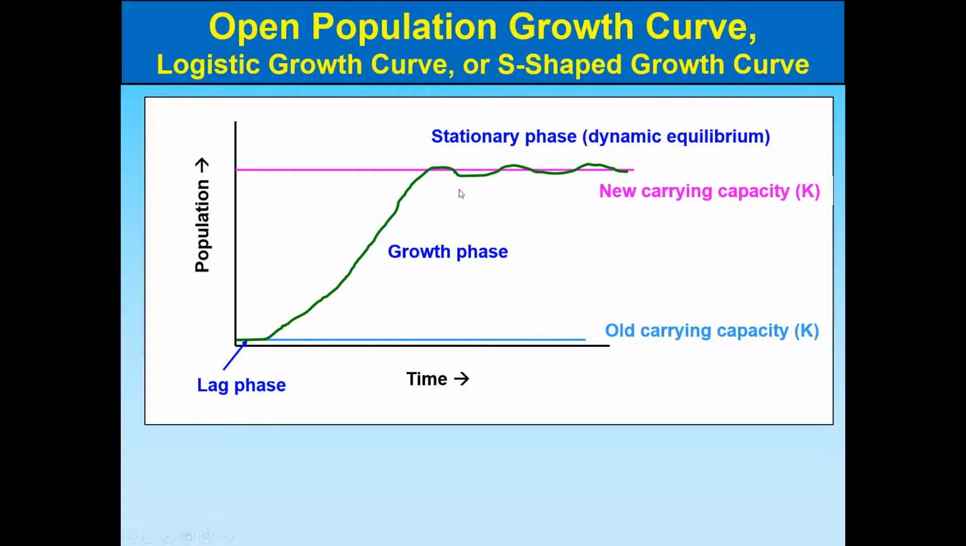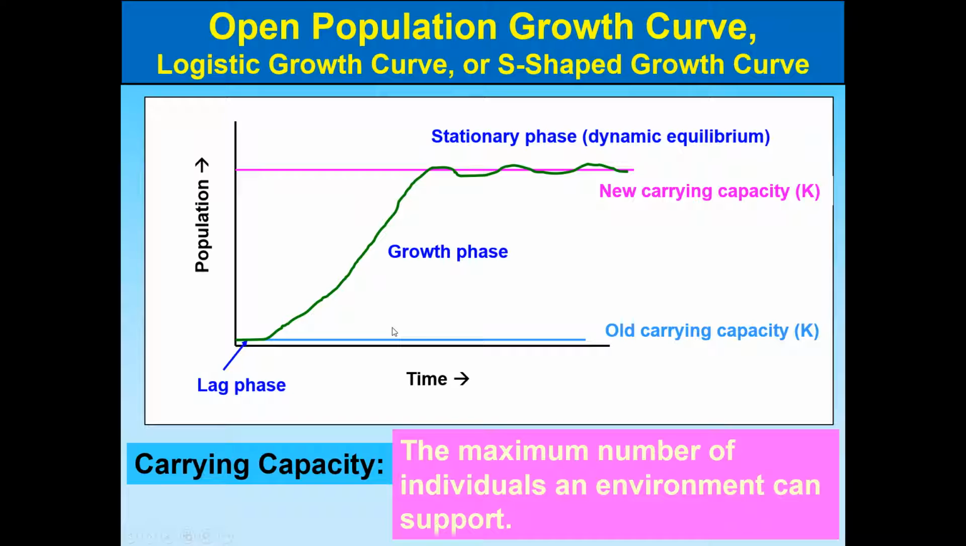So it's not right at the top, it's not at the bottom of the up and down, it's right in that middle. And so the carrying capacity is the maximum number of individuals an environment can support. And again, it's not the top of the growth curve. It's somewhere in the middle of the up and down portion of the dynamic equilibrium part of the growth curve.